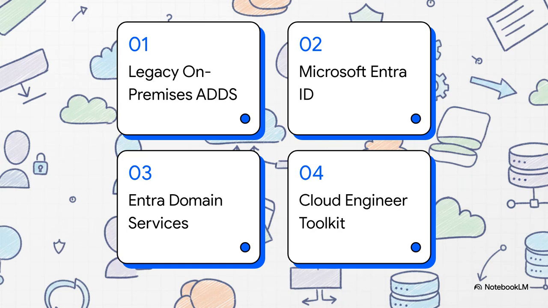Here is how we are breaking it down. First, legacy on-premises ADDS. Then, the shift to Microsoft Entra ID. After that, we'll hit Entra Domain Services PaaS, and we'll wrap it all up with the Cloud Engineer Toolkit.